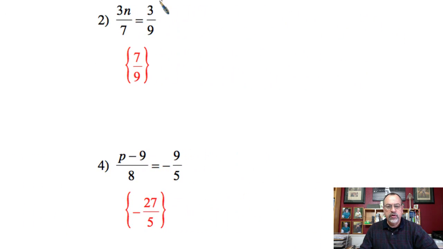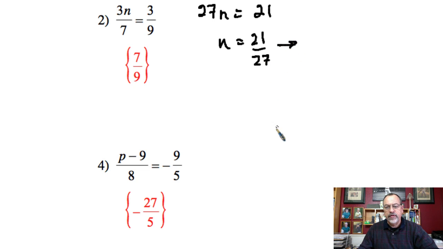As we look at number 2, I recognize this as a proportion, one ratio equal to another, so I can apply this property. The product of the extremes, 9 times 3n, is 27n, and that is equal to the product of the means, 21. So n would be equal to 21 over 27. Both of these numbers are divisible by 3, so I reduce by dividing by 3, and I get my answer of 7/9.